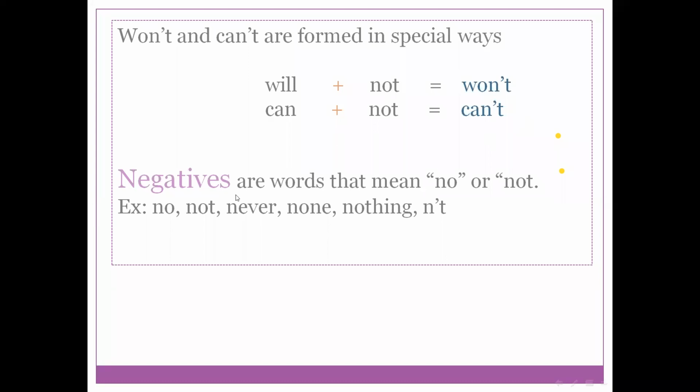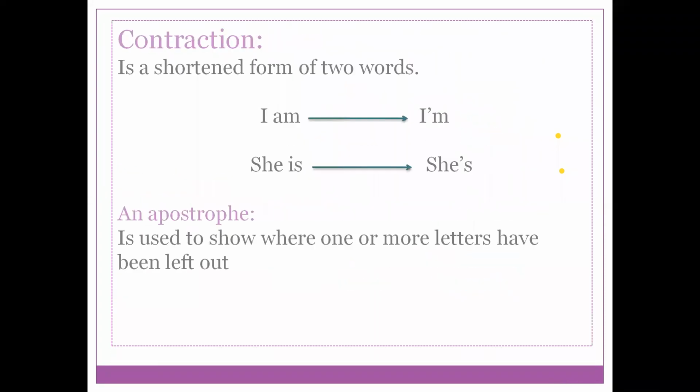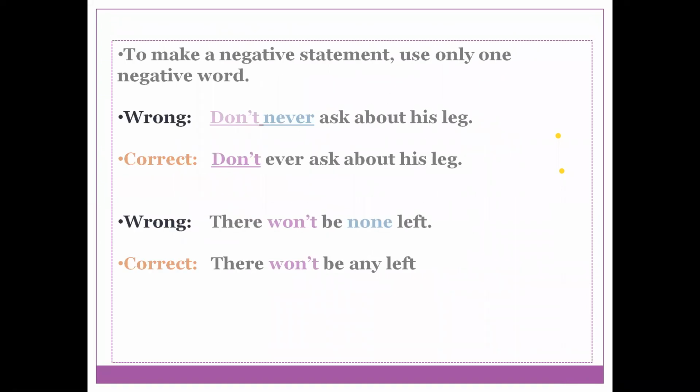Now, negatives. Negatives are when the sentence means no. So, examples of negatives: no, not, never, none, nothing, and the contraction n't. I told you that it's wrong when we use two negative words together in one sentence, like don't never. Never is negative and don't is negative. So we will use don't ever. Ever instead of never. Ever is positive and never is negative.